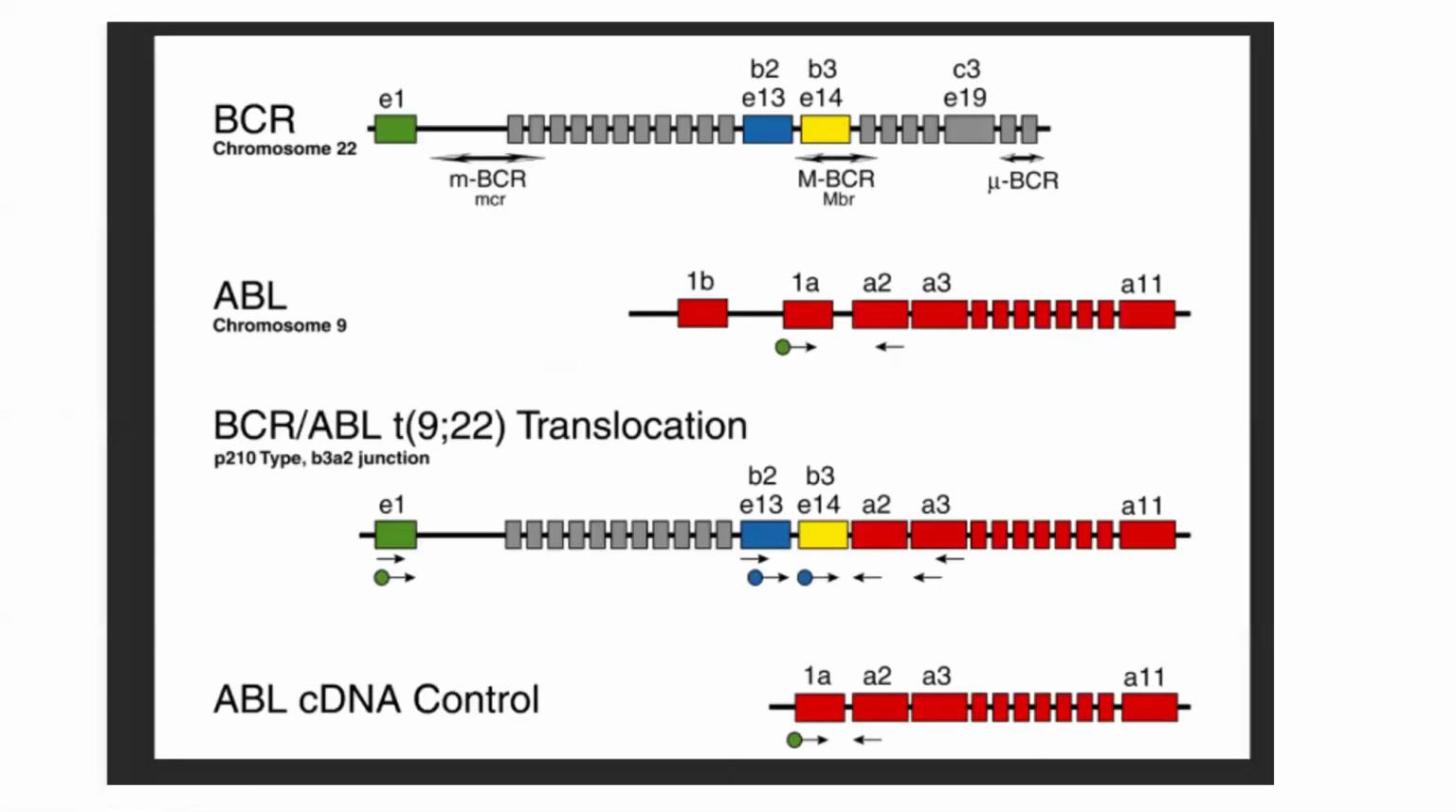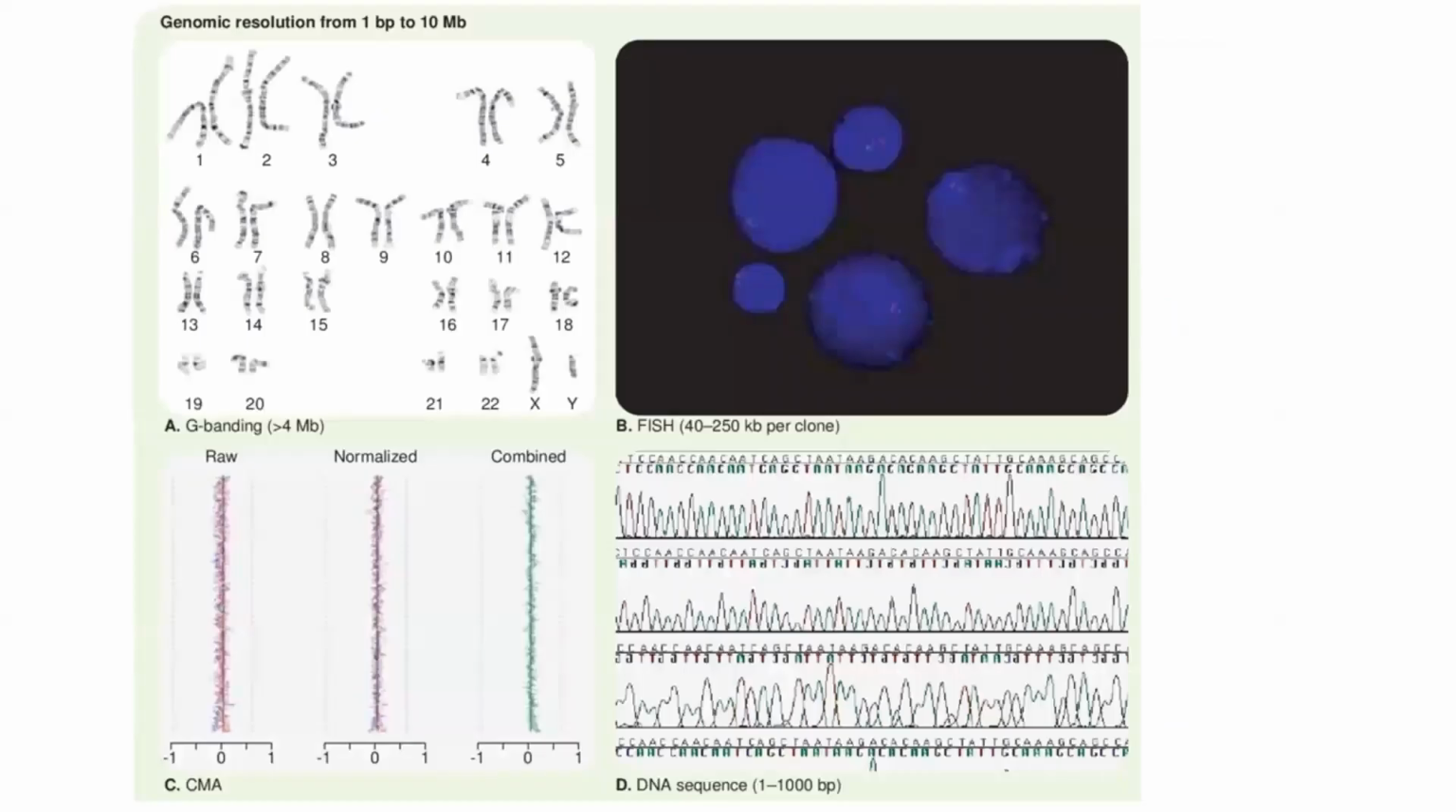Now I'm going to CML, sorry. Let me quickly go through. So we all know about the major, minor, and micro BCR-ABL. Essentially it is all where the breakpoint is between exon 13, exon 14 of BCR, or exon 1 of BCR that happens in micro, or it can be exon 19 in micro BCR-ABL.